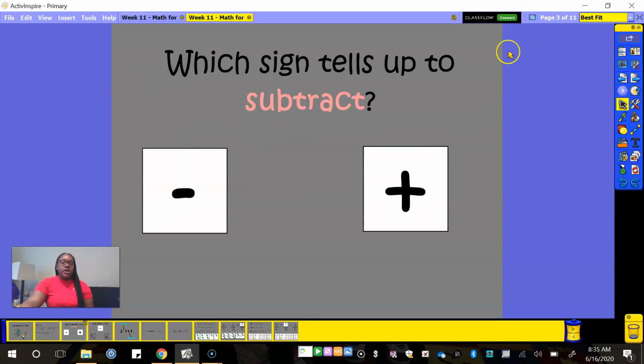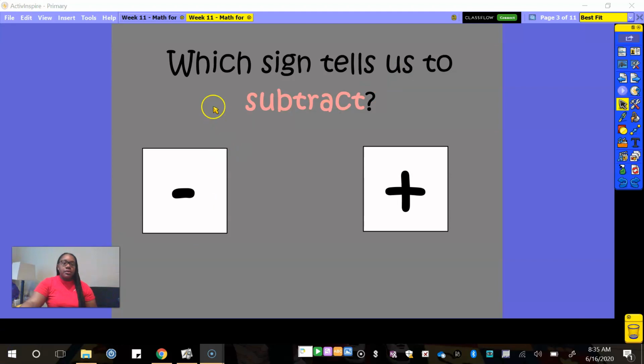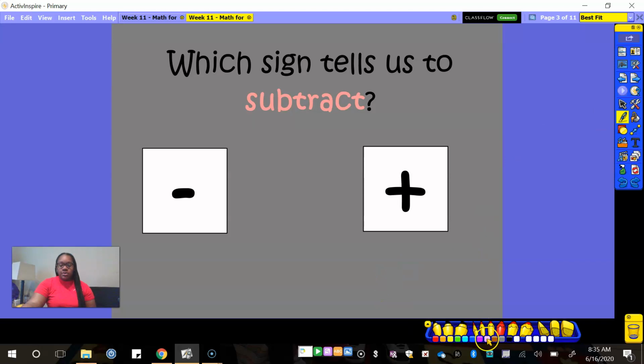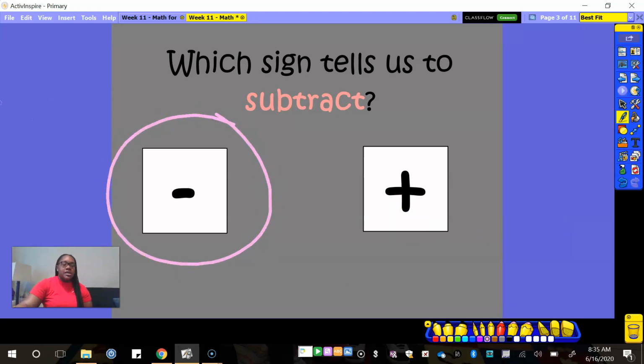All right. So, to start us off, which sign tells us to subtract? What do you think? Which sign tells us to subtract? Is it this one or this one? I'm going to get my writing tool and I'm going to use pink, Milan's favorite color. So which sign tells us to subtract? This sign or this sign? Very good. So this sign tells us to subtract.